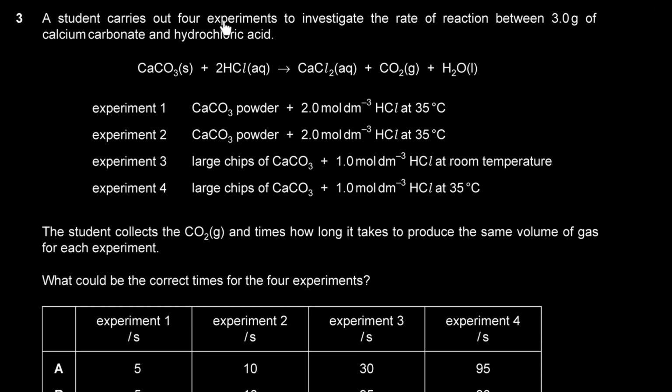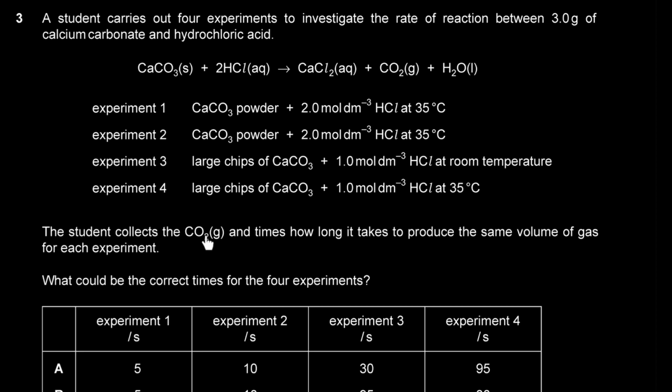A student carries out 4 experiments to investigate the rate of a reaction between 3 grams of calcium carbonate and hydrochloric acid. In experiment 1, we have calcium carbonate powder and 2 mol per dm cubed HCl at 35 degrees Celsius. In experiment 2, we have calcium carbonate powder again and 2 mol per dm cubed HCl at 35 degrees Celsius. In experiment 3, we have large chips of calcium carbonate, 1 mol per dm cubed HCl at room temperature. And in experiment 4, again we have the large chips of calcium carbonate, but now the HCl is 1 mol per dm cubed at 35 degrees Celsius.